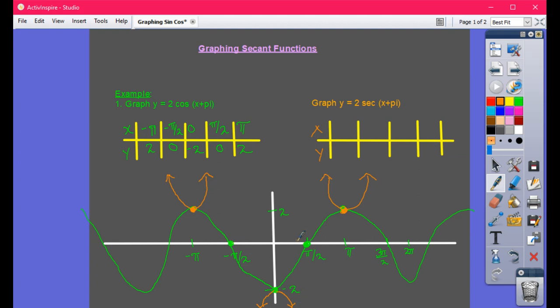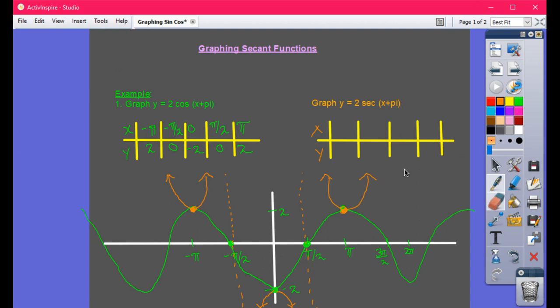What about the intercepts? What about the points in between? Because there's a max, a min, and then there's a point in between, which are the intercepts. Well, from here, those would be my vertical asymptotes. So just like in the question for secant, asking you where the vertical asymptotes are, in this case, they're at -pi/2 and at pi/2.